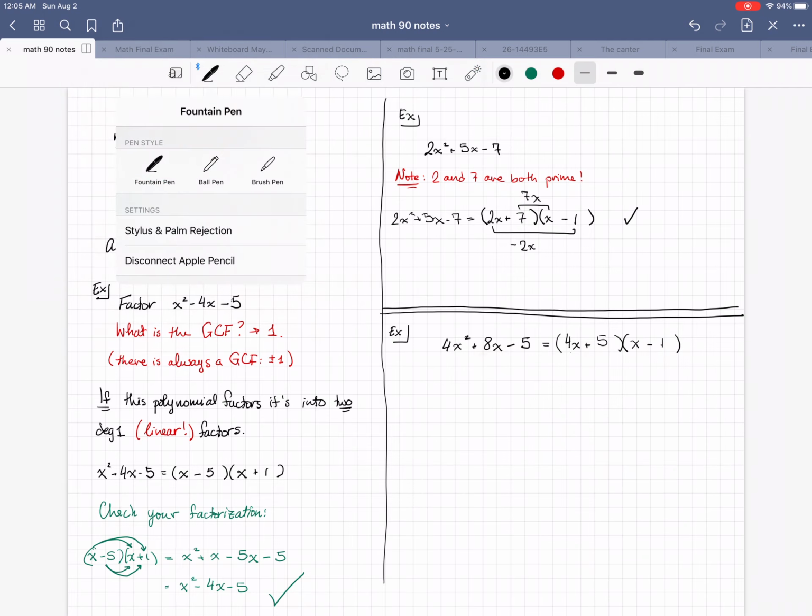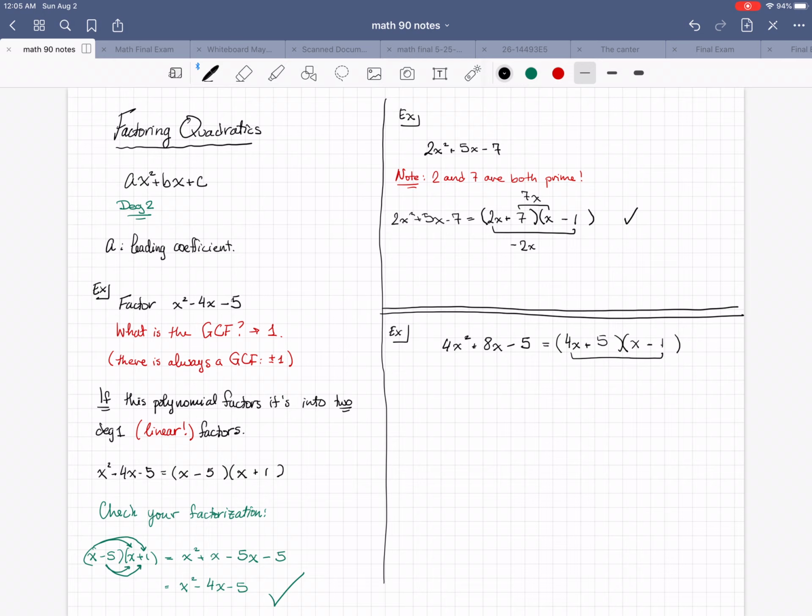So let's see what we got here. So we have 4x times negative 1 and 5 times x. I'm not even going to write them out because it's not looking good, right? 4x times negative 1 is negative 4x. And then 5 times x is positive 5x. That doesn't come anywhere near 8x.